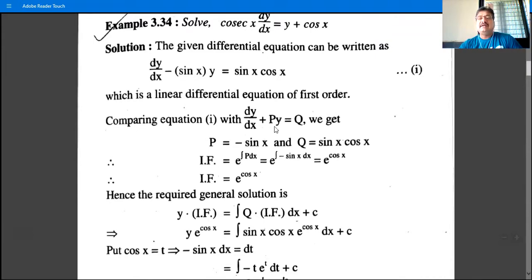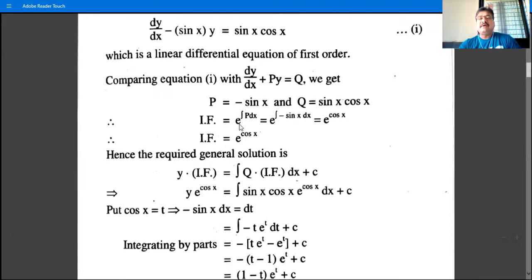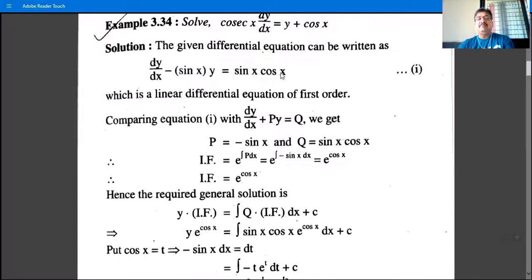This is the linear differential equation of first order in the form dy by dx plus P(x)y is equal to Q(x). Here P(x) is minus sin x, and Q(x) is sin x into cos x. Then find the integrating factor e raised to integration P(x) dx, that is e raised to integration of minus sin x, and integration of sin x is minus cos x, so minus minus becomes plus cos x. So this is the integrating factor.